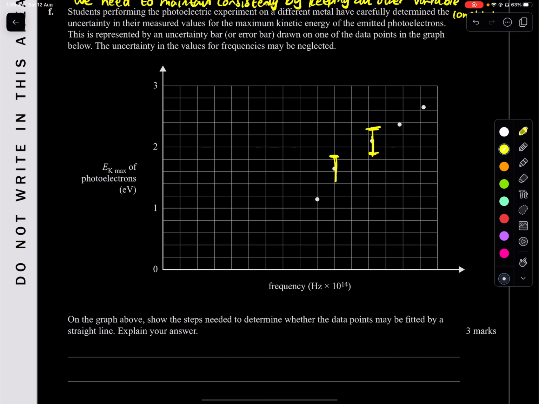So let's say this error bar is like that. This one should be around like that. This one's around like this. This one's around like this. So if I draw a straight line, it must pass through all of them. And it does. So that's good.